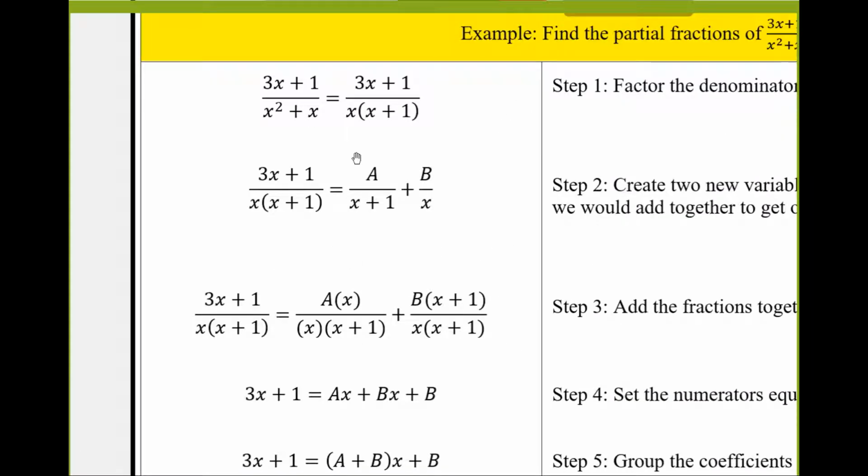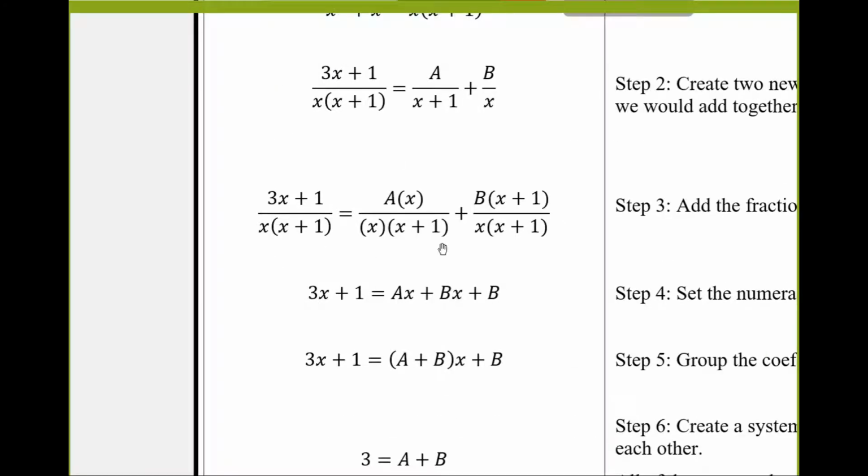Okay. Then for the next step, I'm going to assume that there's some constants we don't know that were here. So constant A and constant B that I need to solve for. If I wanted to add these fractions together, I would get a common denominator. So I'd have to multiply A times x and B times x plus 1.